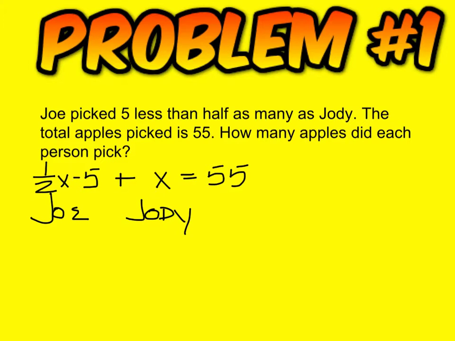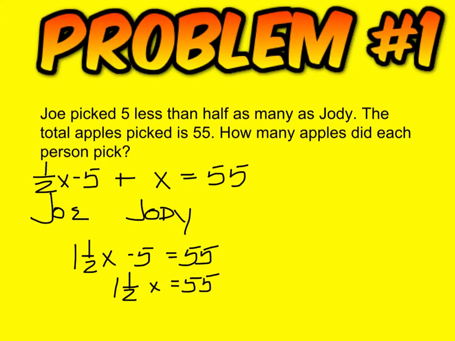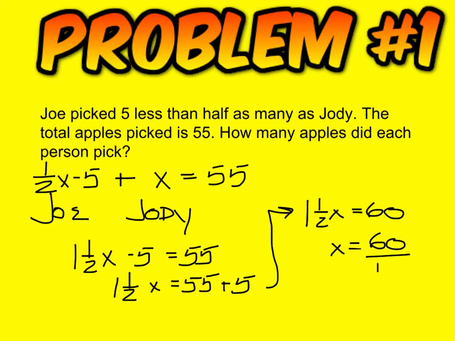If I have a half X and an X, how many X's do I have? 1.5 X's is right. Now, am I going to add 5 or subtract 5 on the right? I'm going to add 5. That's right. So 55 plus 5 would give me 60. And then what do I do to 60? Yeah, divide by 1.5. What is that?